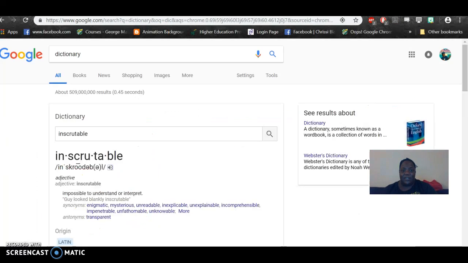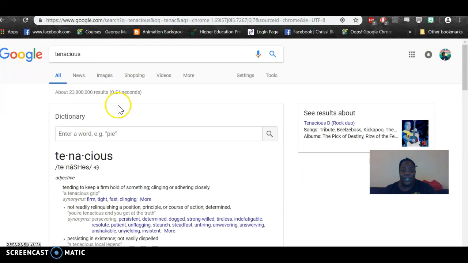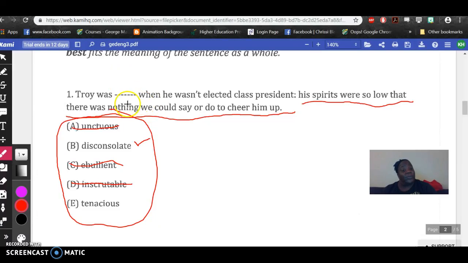And let's see, tenacious. And the last one, tenacious. And remember, I just pulled up these words before I started recording, so it's not like I'm going really fast with my typing. I'm not. It was already pulled up for me. Okay, so what's that mean? Tending to keep a firm hold of something. So a firm, tight, fast clinginess. Okay, so being very tenacious means you're holding on to it. You're determined. Okay, so Troy was determined when he wasn't elected class president. His spirits were so low that there was nothing we could say or do to cheer him up.